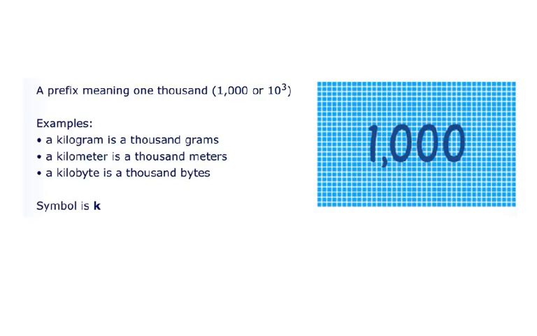All right, so when we think about kilo, it means 1,000. So if we think about a kilogram, it's 1,000 grams. A kilometre, 1,000 metres, and a kilobyte is 1,000 bytes.